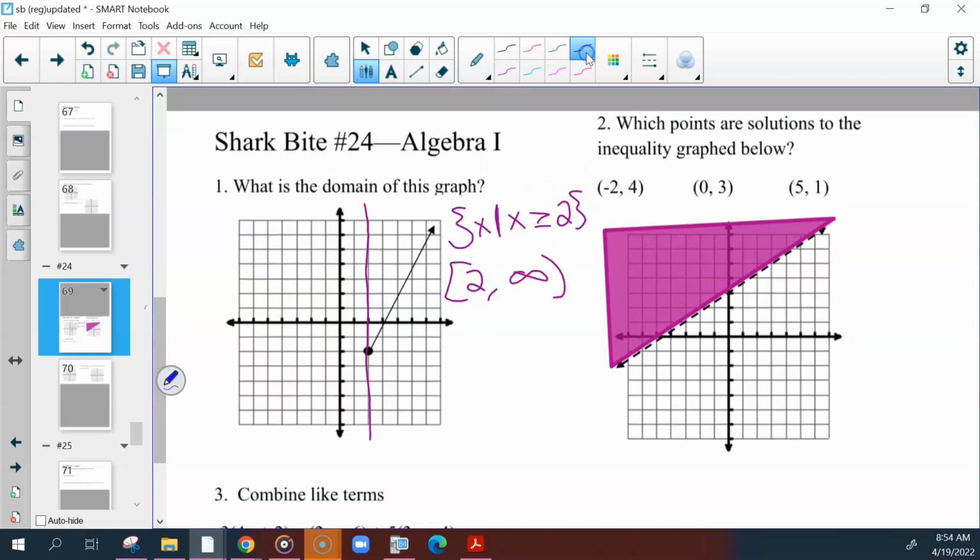For number 2, which points are solutions? The best way to see that is to graph them and see, does it fall in this shaded area or not? So negative 2, 4, 0, 3, and 5, 1. Of these points, which ones are solutions? Negative 2, 4 definitely is. And that's the only one.